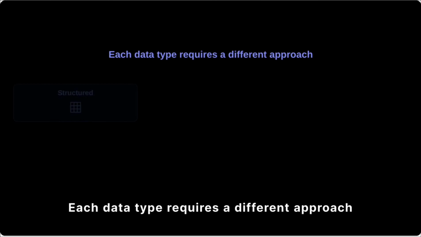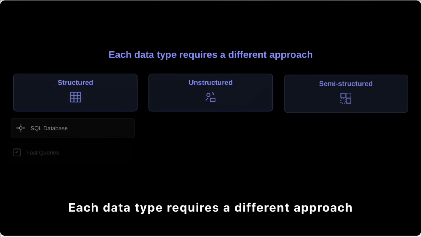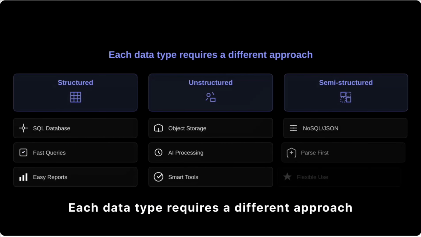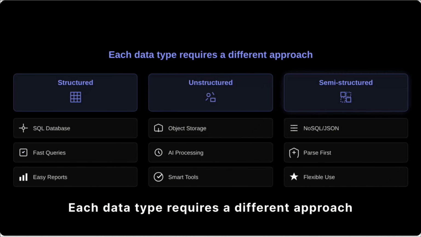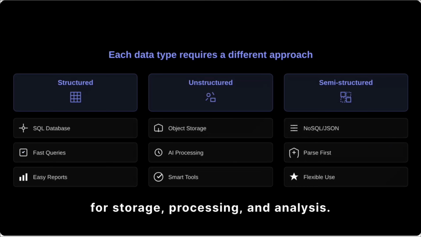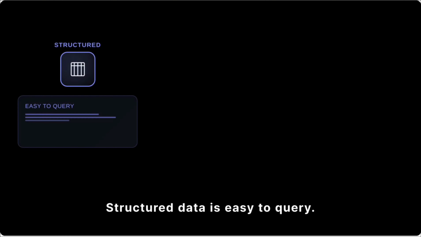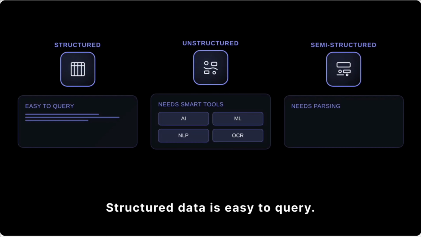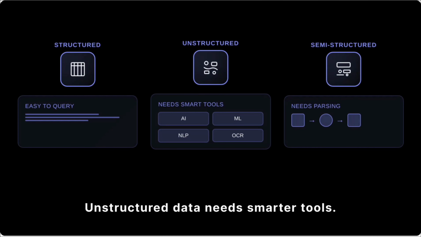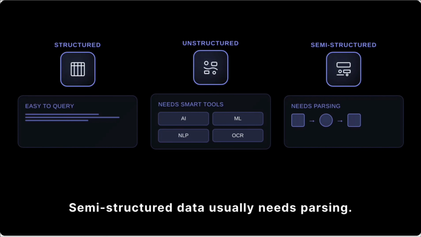Why it matters. Here's the bottom line. Each data type requires a different approach for storage, processing, and analysis. Structured data, easy to query, great for reporting. Unstructured data needs smarter tools to interpret. Semi-structured data usually needs parsing before you can use it. Understanding these differences is step 1 to building solid automations.